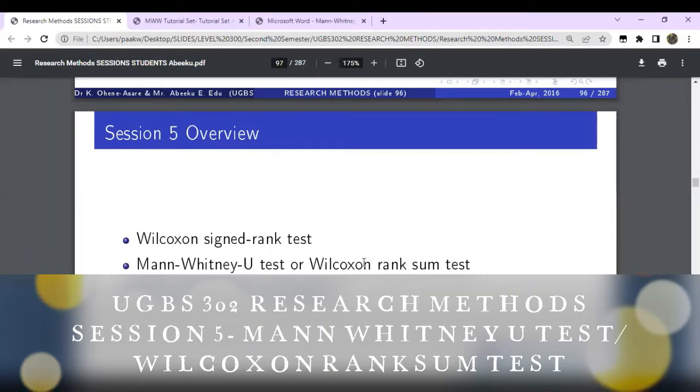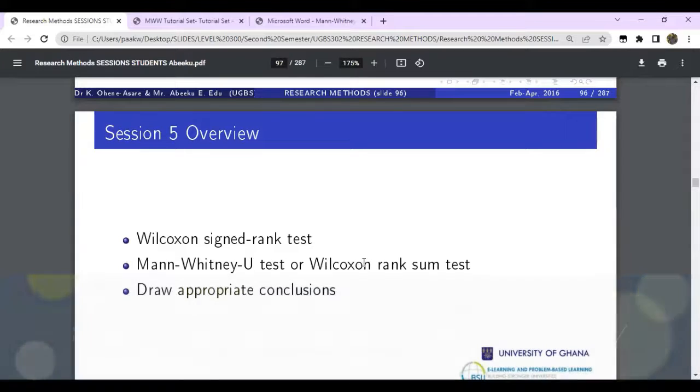Okay. Good morning once again. So today we are here to learn the Mann-Whitney U test or Wilcoxon rank-sum test. This is session 5, as you already know.